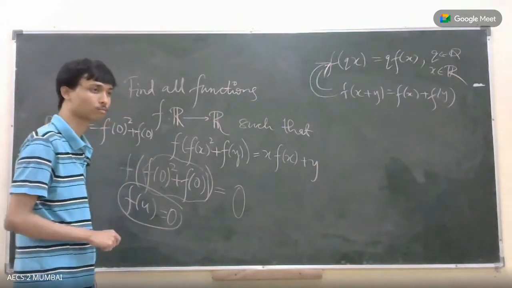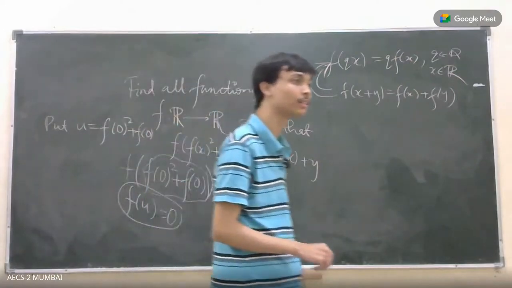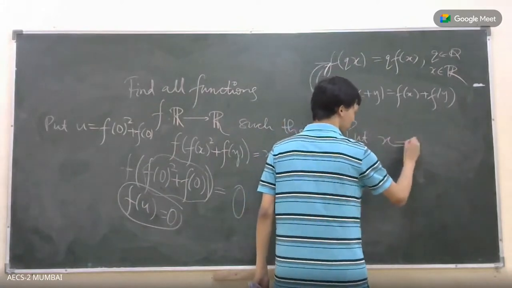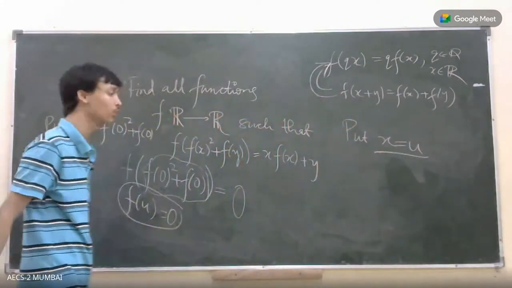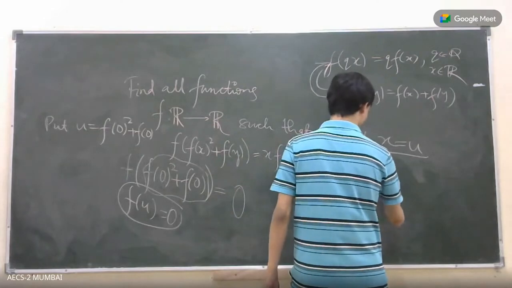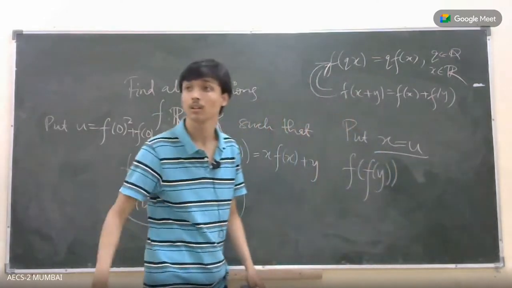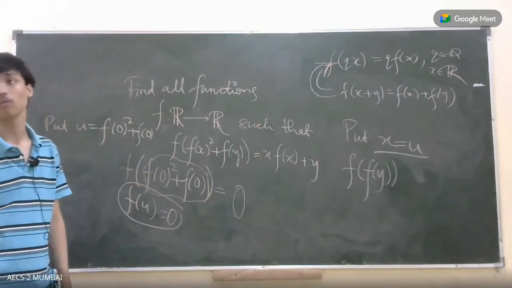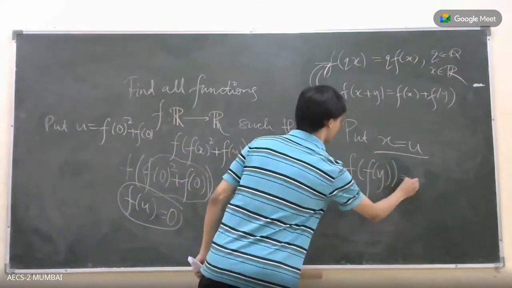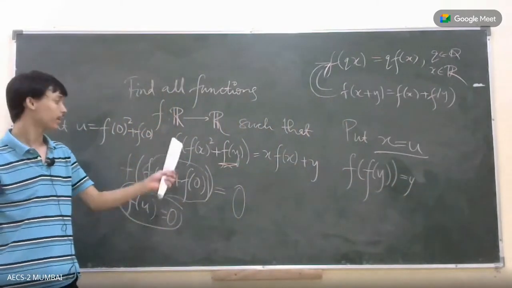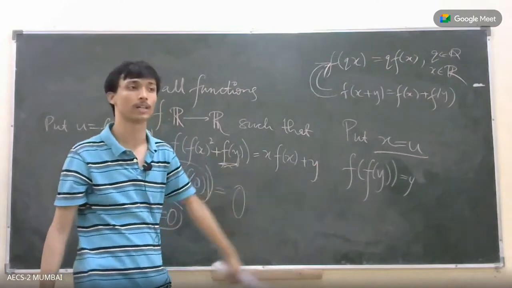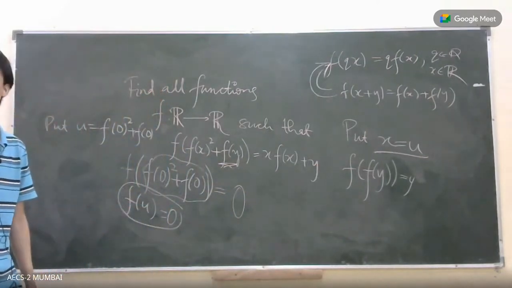What do you do? Put x equal to u. What do you get? You get f of y equal to y. How do you get that? This is f of y, f of square, this will become 0, so you get f of f of y. F will become 0, so f of f of y equals y, right? Is this clear?